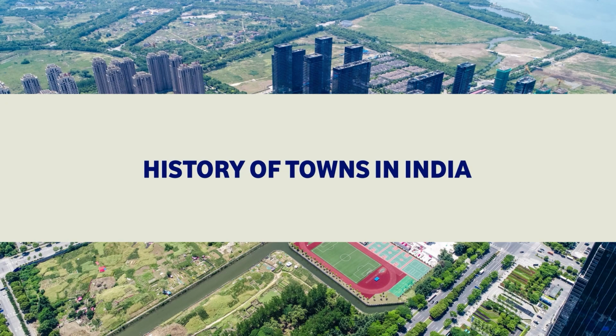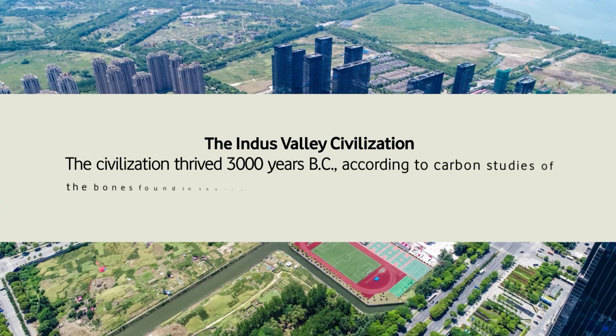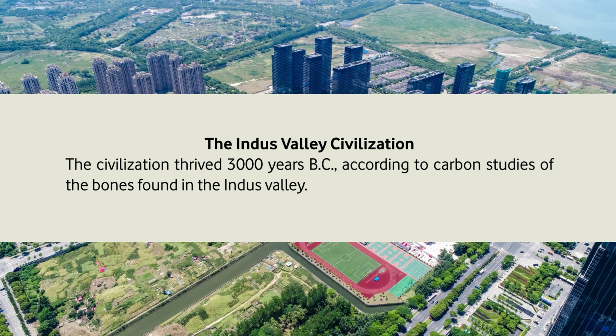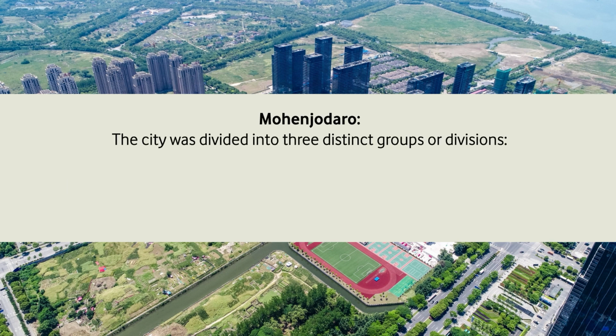Coming to the history of towns in India. So, India was also developed in its times, and again it started, we all know, with the Indus Valley civilization, which thrived for 3,000 years BC according to carbon studies of the bones found in the Indus Valley. So, the first city was Mohenjo-daro.